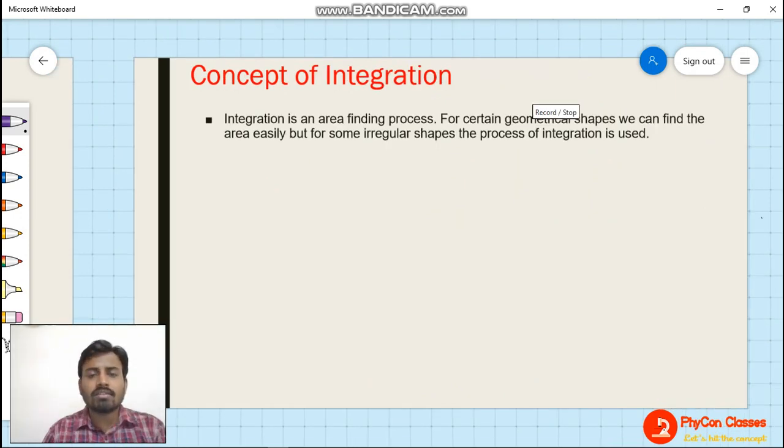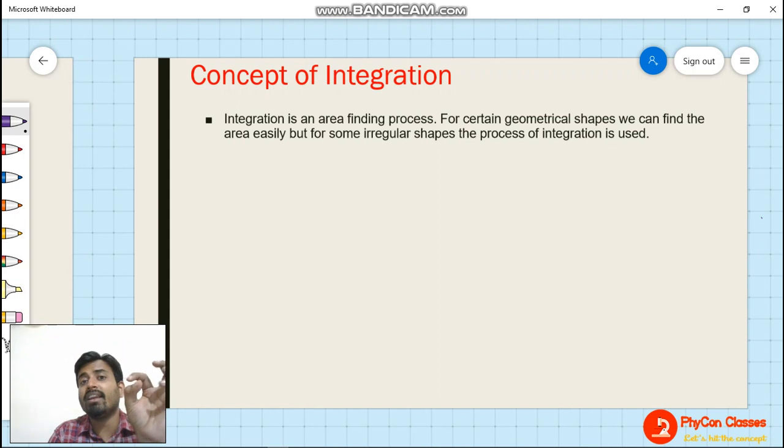So starting with the concept of integration. So we are starting integration here. Till now we have understood what differentiation is. What is a differential element? A differential element is an element that is very, very small, and any positive number, however small it is, will always be greater than dx. That is the differential element, right? So now integration. Integration is actually an area finding process.